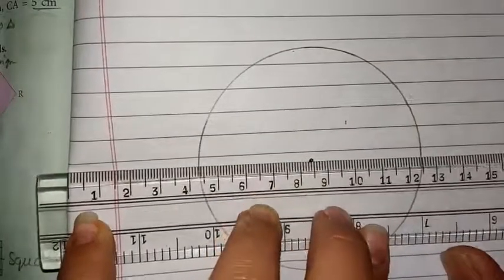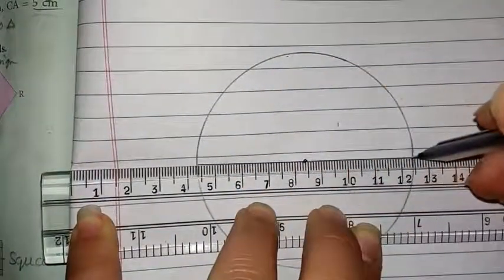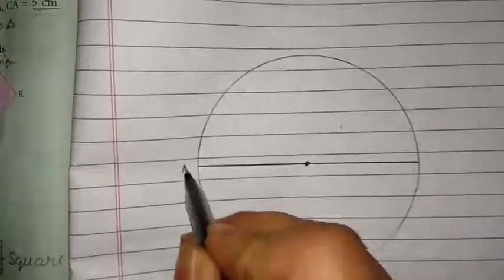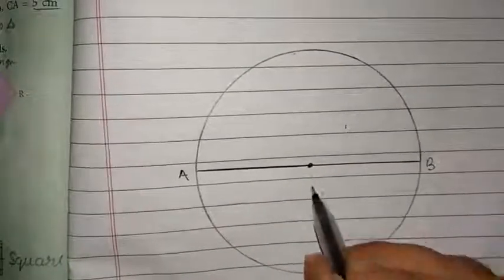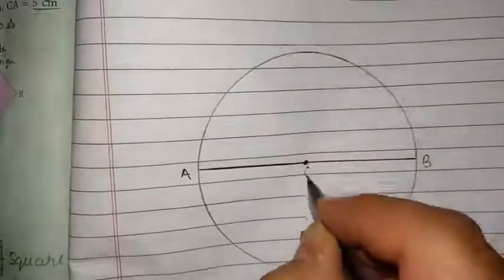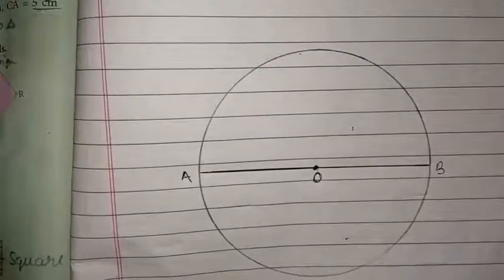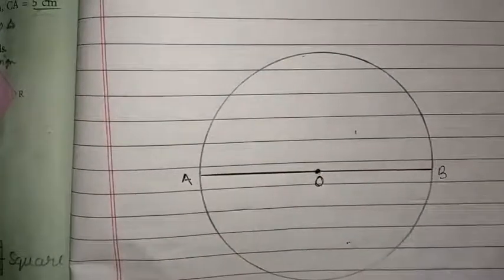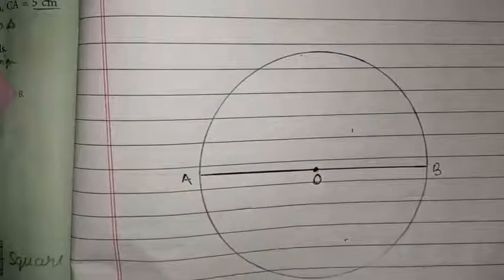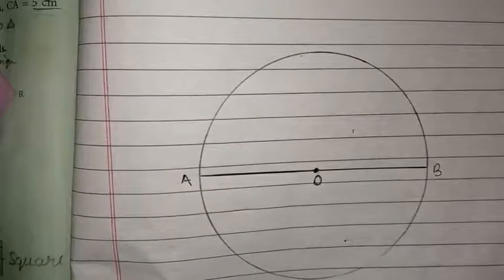Now you need to make one long straight line and give the names A, B. Wherever you have rotated the compass from, that will be considered as the origin, point O, not zero, it is O. So this is our required circle. This is how you make a circle. Now I will discuss what the parts of the circle are. I hope you have understood it.